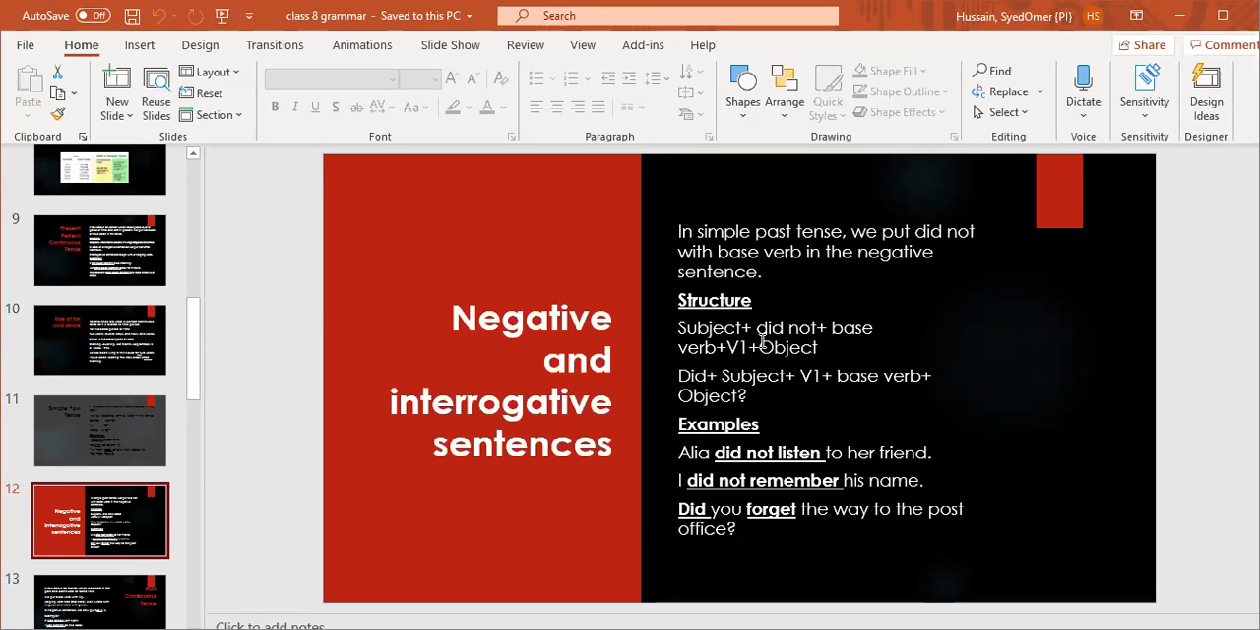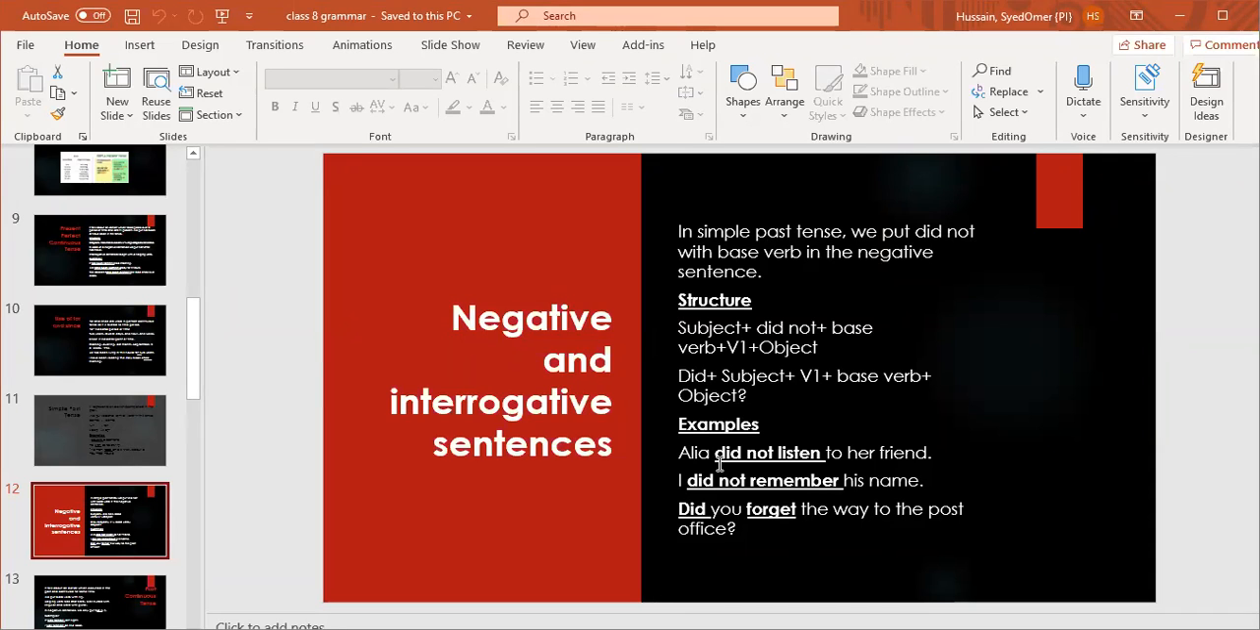Why do we put base verb? Because we have already put did, which is already in the past form. So we cannot put two past forms together. So this is the rule, that with did we put the base verb. Students make a lot of mistakes in this. Every time with did, they also put the second form of verb, and this is wrong. With did, we always put the first form.